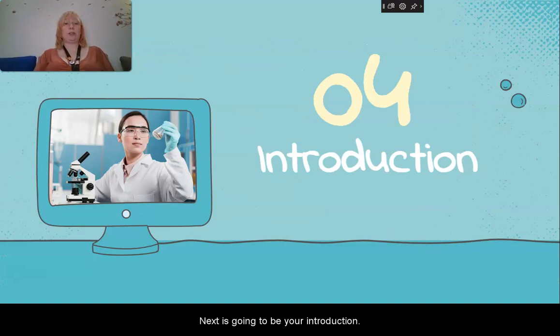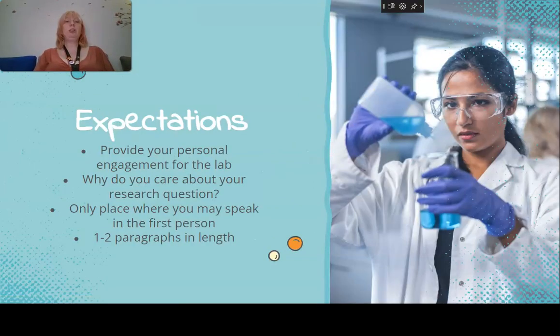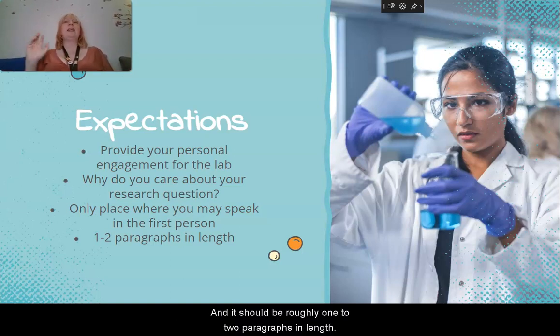Next is going to be your introduction. Your introduction is your personal reasons for why you are doing the lab. Why do you care about answering your research question? This is the only place in the entire lab report where you are allowed to use first person I, me pronouns, and it should be roughly 1 to 2 paragraphs in length.